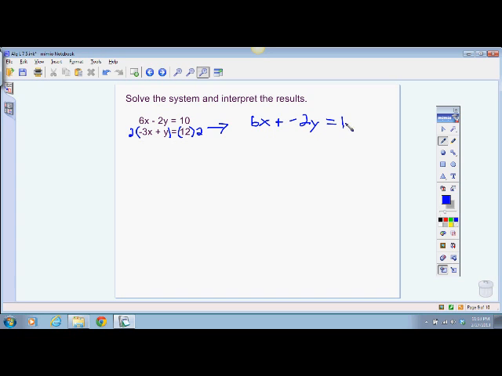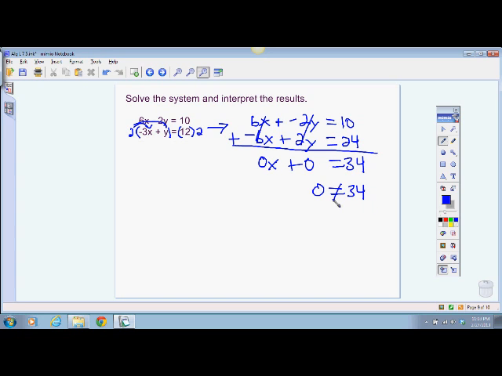And if I multiply by 2, I get 2 times a negative 3x, which is going to be a negative 6x, and 2 times y, which is going to be 2y, and then 2 times 12, which is going to be 24. This is the linear combination method, so we add them together. These cancel out, I'm left with 0x's. Well, these cancel out, so I'm left with 0. And over here, I get 10 plus 24, which is 34. Basically, 0 equals 34, which we know not to be true.